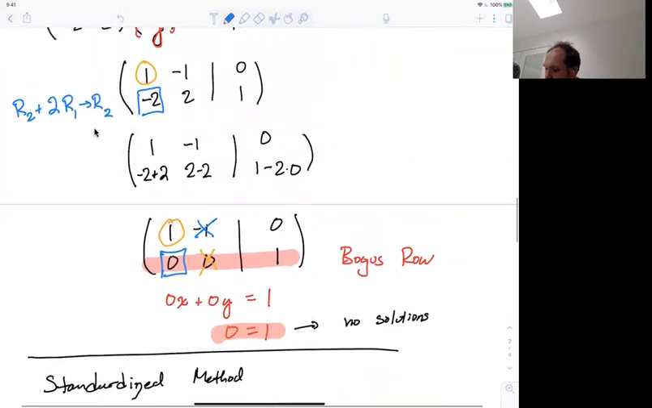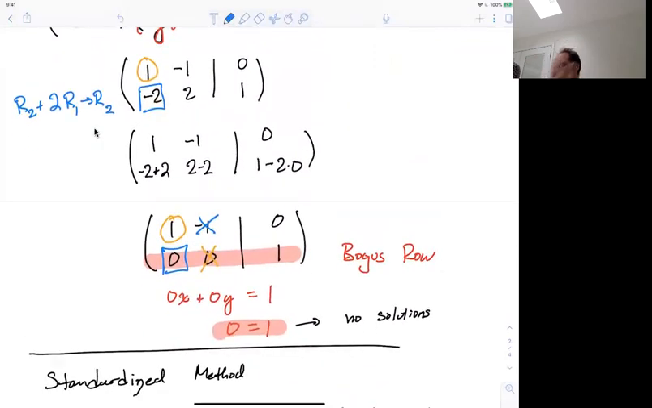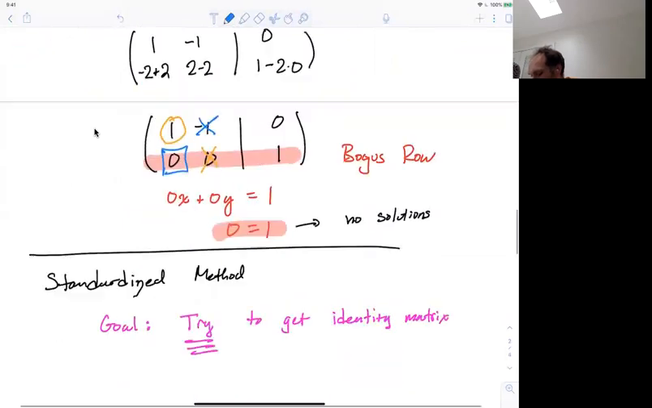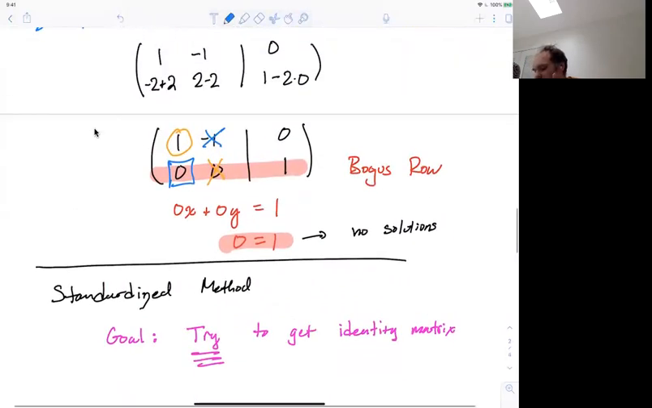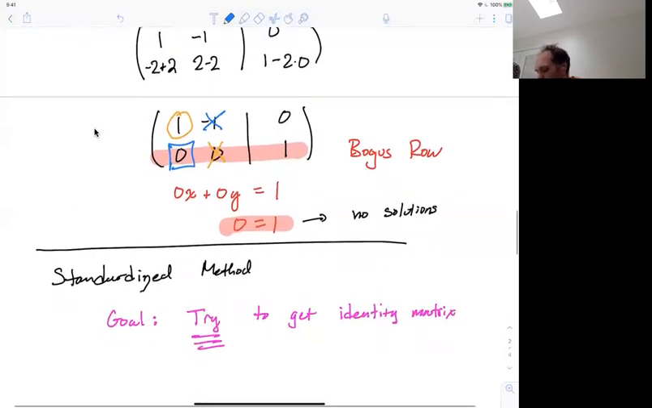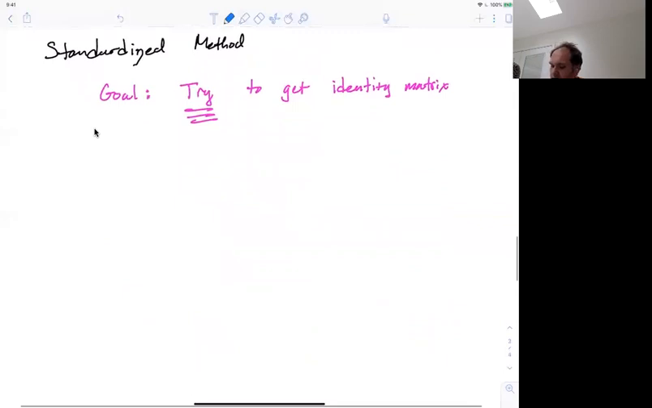Right? And the same thing up before. We tried to get the identity matrix. We got as much as we could, but because the system didn't let us get the identity, we were stuck with this. But that tells us how many solutions there's going to be. So the goal here is to try to get the identity matrix. So let's do an example.